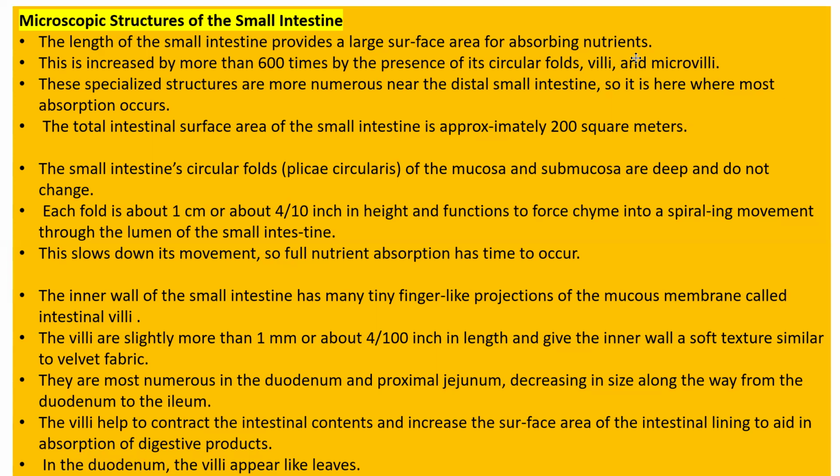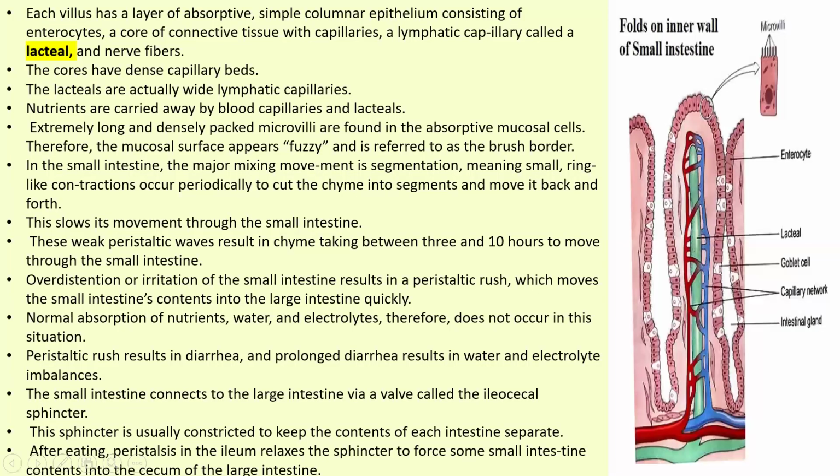There are numerous villi in the duodenum and proximal jejunum, decreasing in size along the way from the duodenum to the ileum. The villi help to contract the intestinal contact, and villi also help to increase the surface area to help in the absorption of digestive products. In the duodenum, villi appear like leaves. We have already learned this in the previous video.